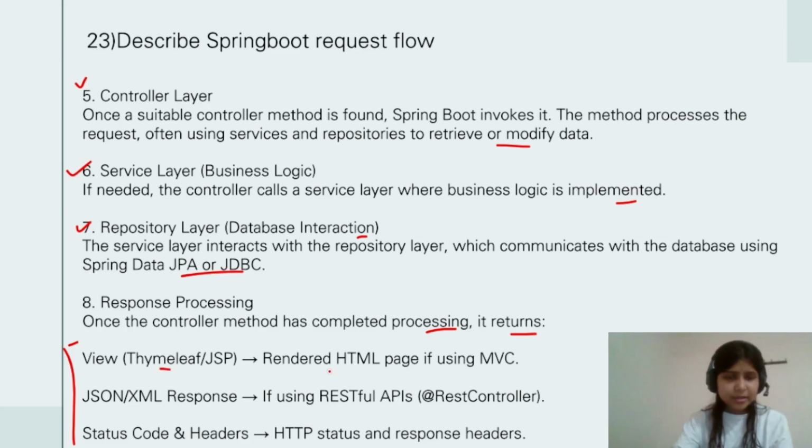Time-lived JSP rendered HTML page if using MVC, Spring MVC we are talking. Okay, so like we are talking about the Spring Boot, right? So then we can consider this one, JSON or XML response if RESTful APIs like @RestController, and status codes and headers also, like HTTP status, like it can be a 200 OK message, or it can be the case of some issue like 500 internal server error, like 404 not found. Okay, there can be many kinds of HTTP requests you can use in your API implementation. So HTTP status and the response headers.